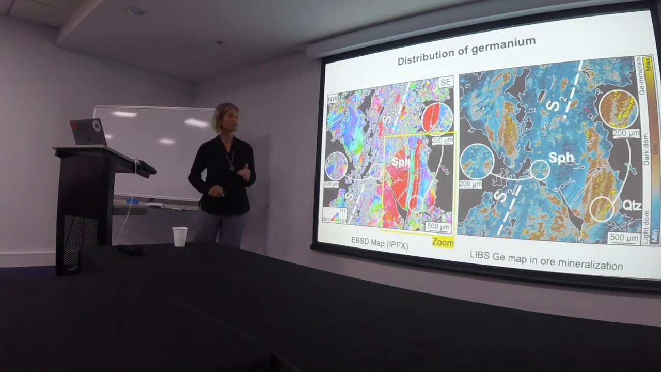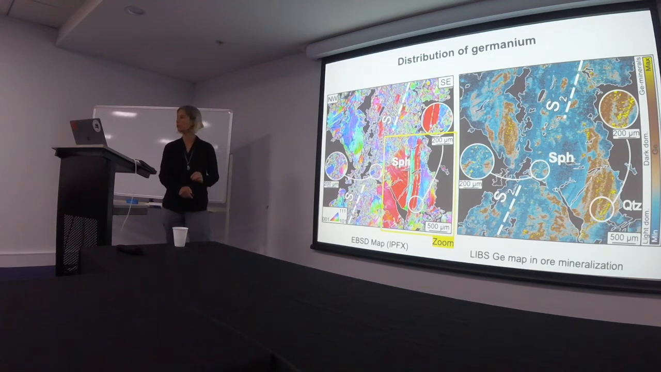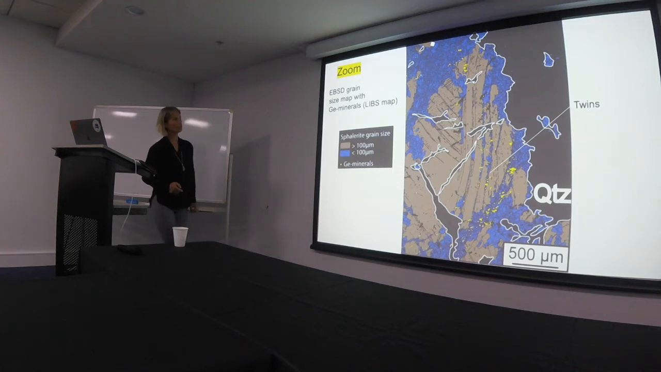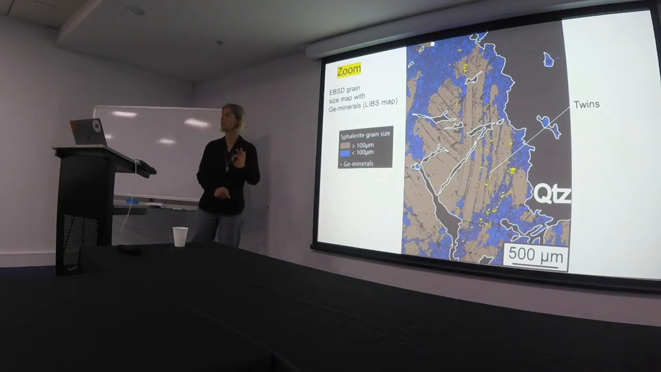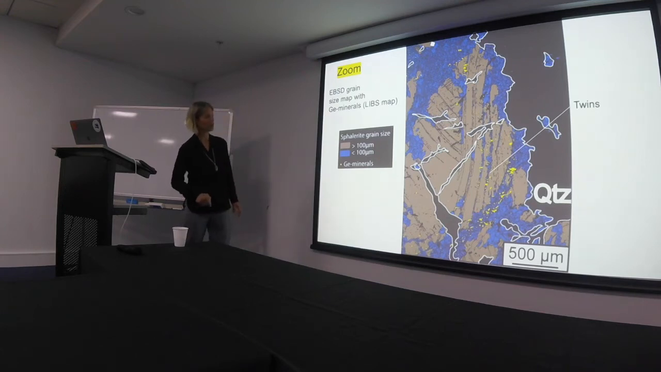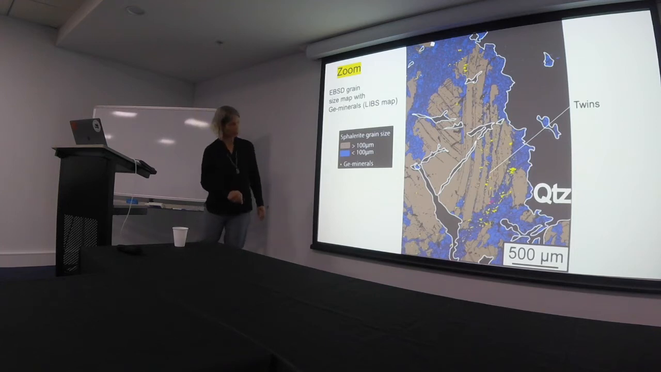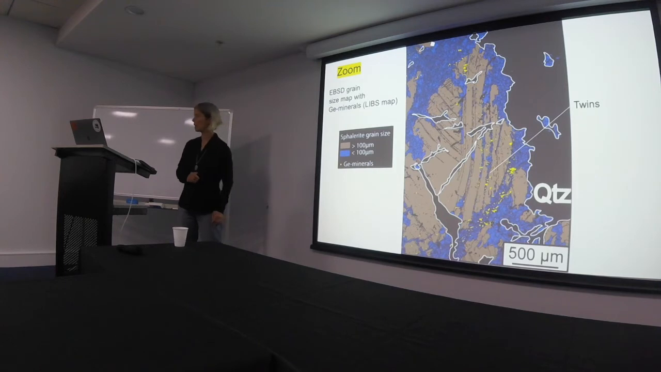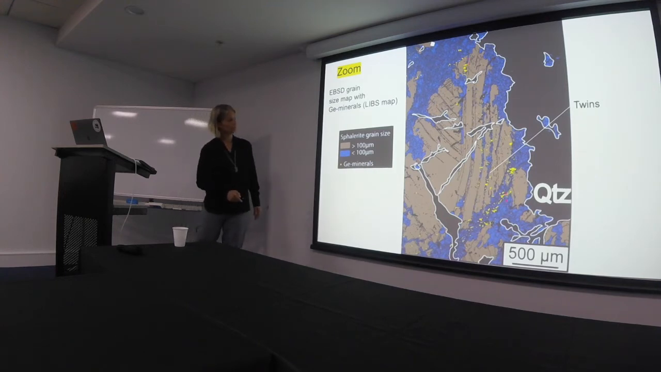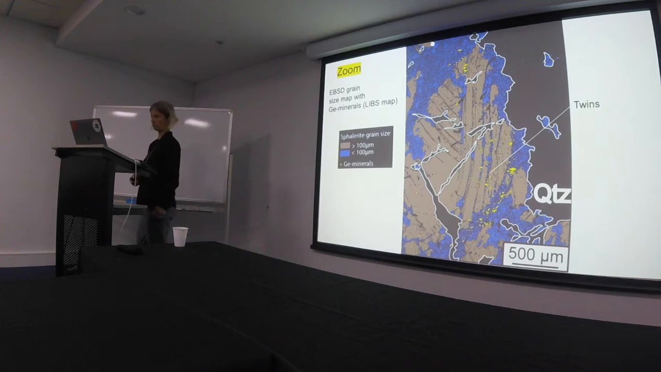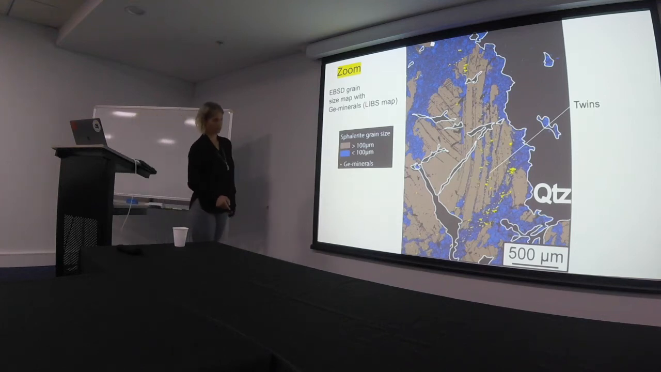But from a qualitative point of view, we can notice that these yellow spots, which correspond to the germanium minerals, are located in the fine grain recrystallized domain. If you can see it here. If you are not convinced, I think I have a zoom on the next slide. This is a zoom which is maybe more clear because it just shows the grain size, not the crystallographic orientation. In brown, this is sphalerite. In blue, parent sphalerite. In brown, the recrystallized domain. And in yellow, the germanium minerals, which are mostly located in the recrystallized domains or here in some twins or some weak part of the crystallographic system. So this is 500 microns.